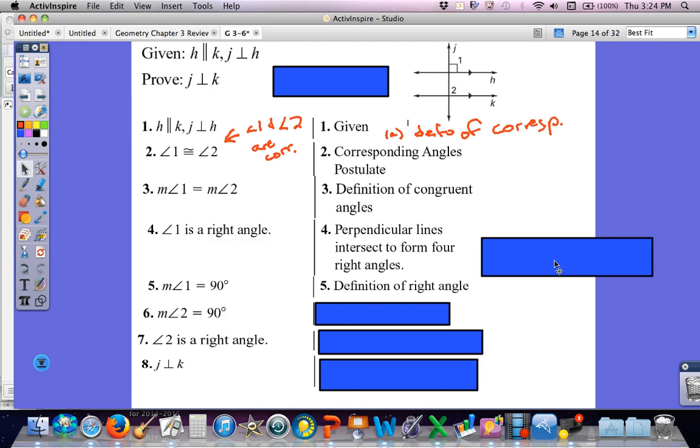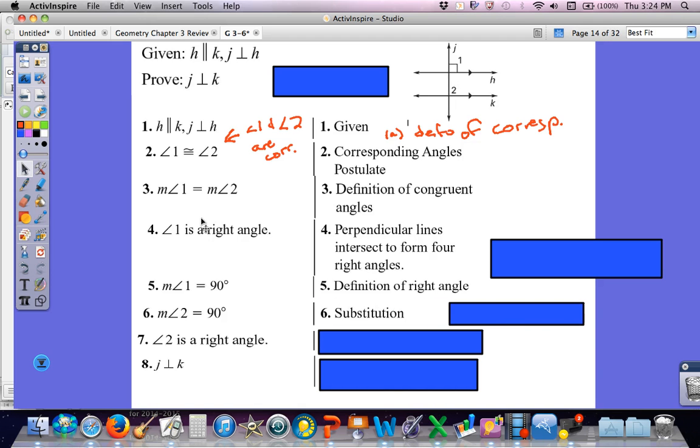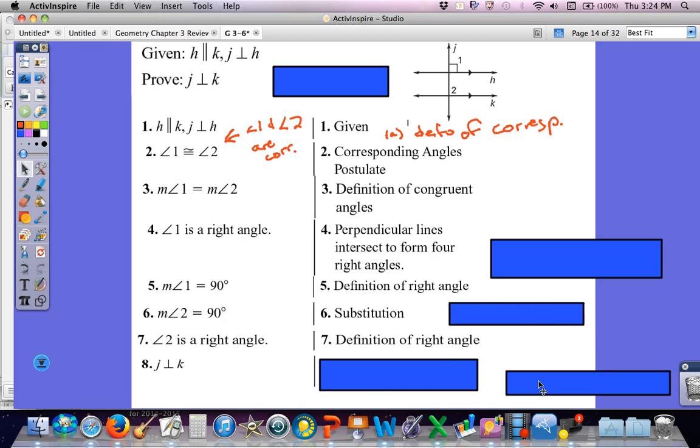So the measure of angle 1 is equal to the measure of angle 2. That is the definition of congruent angles. Angle 1 is a right angle. Perpendicular lines intersect to form 4 right angles. So the measure of angle 1 is 90 degrees. If the measure of angle 1 is 90 degrees, then the measure of angle 2 is also 90 degrees by substitution, because I've already said that they're equal. Angle 2 is a right angle. Well, that's the definition of a right angle.